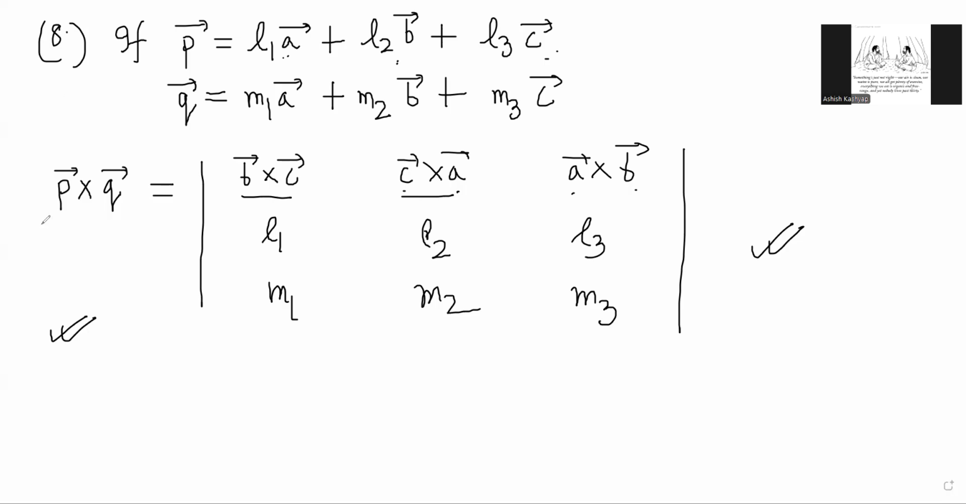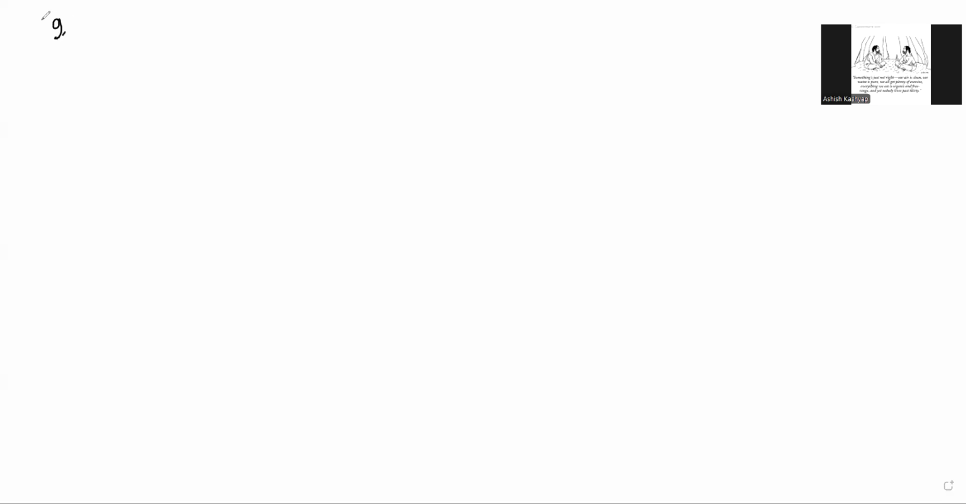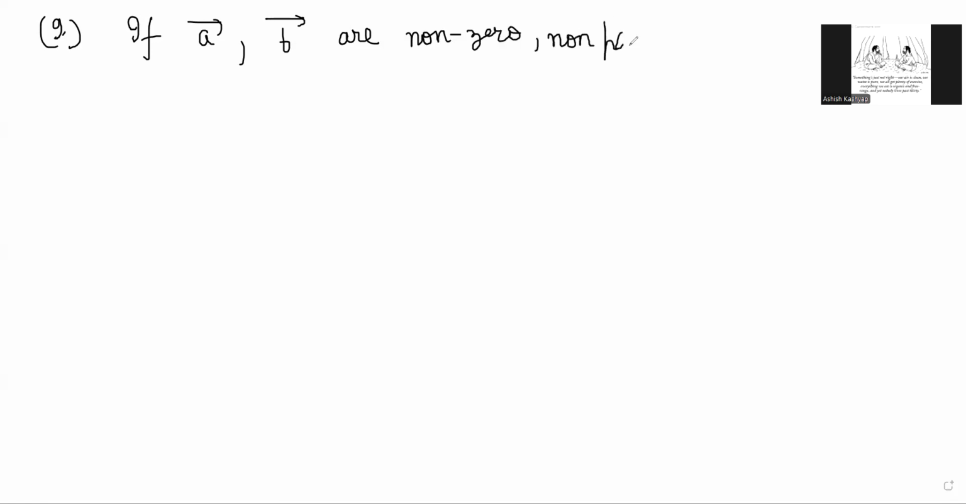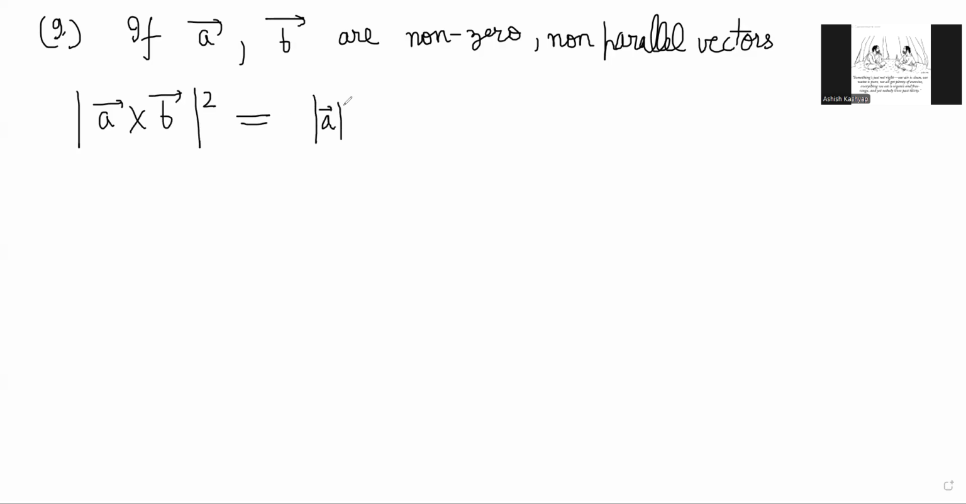Okay. The next thing is an important theorem that you should be aware of. If A and B are non-zero, non-parallel vectors, then the mod of A cross B whole square will be equal to mod of A square mod of B square minus A dot B whole square.